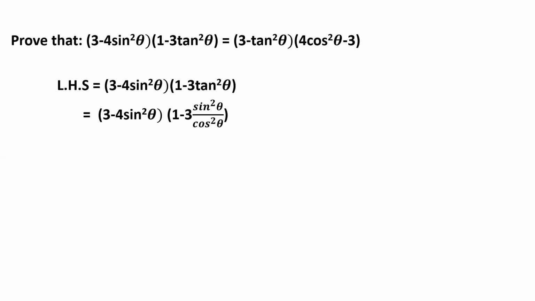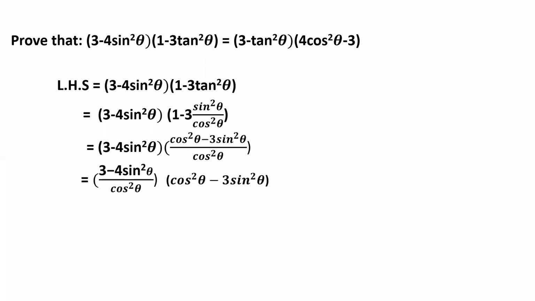Okay, now what I do here, I simply take the LCM. And in that part, when I take cos square theta as a LCM, then there will be cos square theta minus 3 sine square theta. Okay, you know how to take the LCM, right? Now after that, look at here, what I did here. Can you see? I just keep cos squared theta under 3 minus 4 sine squared theta. It is a multiply sign, so I can keep cos squared theta anywhere. Okay, so it will become like this, 3 minus 4 sine squared theta divided by cos squared theta.